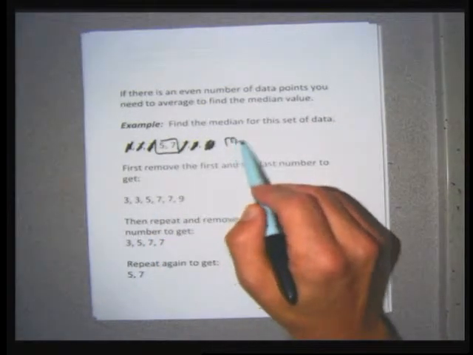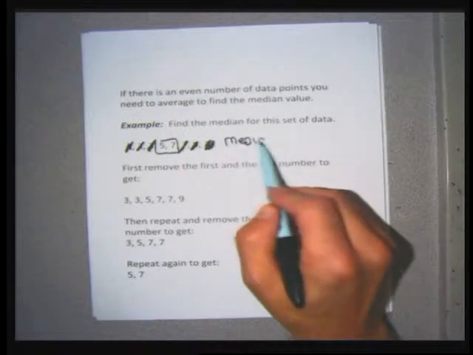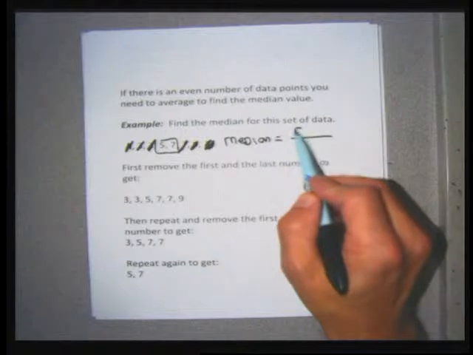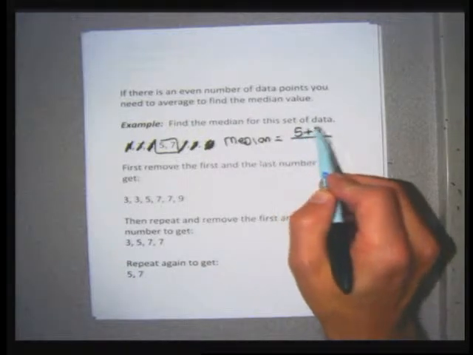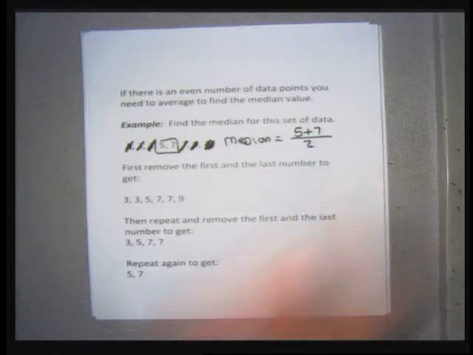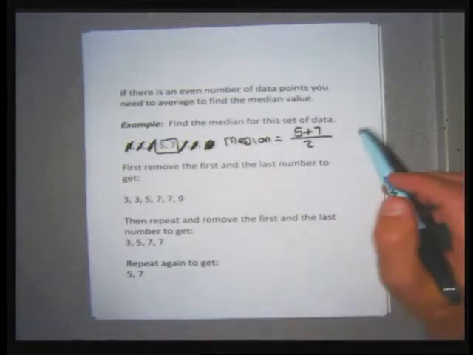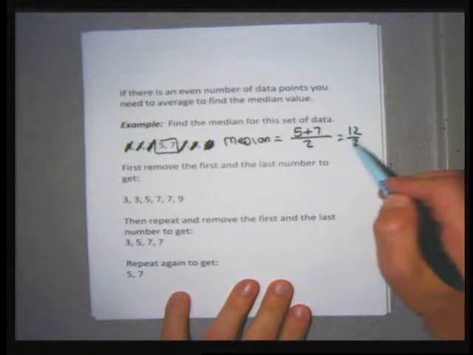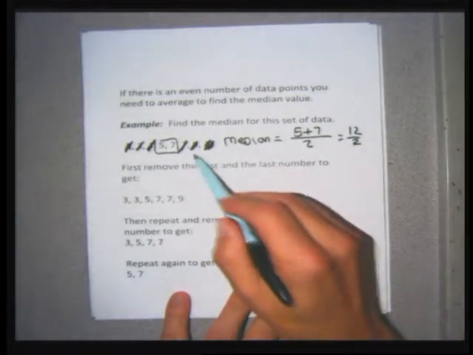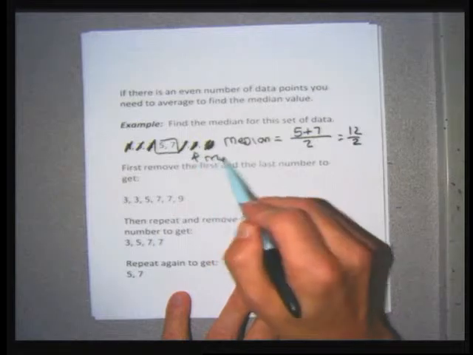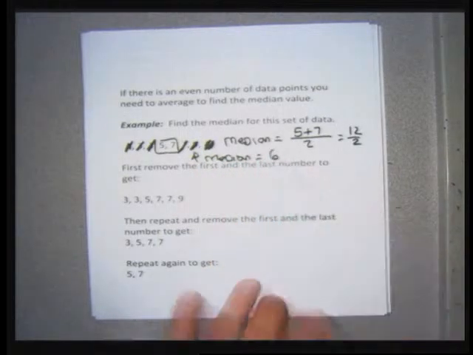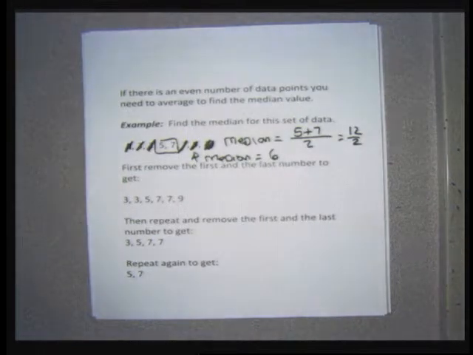So for this data, it was in order, so I can go and try to find my median. But when there's two numbers in the middle, or when the striking out process would cancel out all the numbers, I have to take the two numbers that are in the middle and add them. And for this data, the median number, or just the median, is going to be 6. So the median can be tricky.